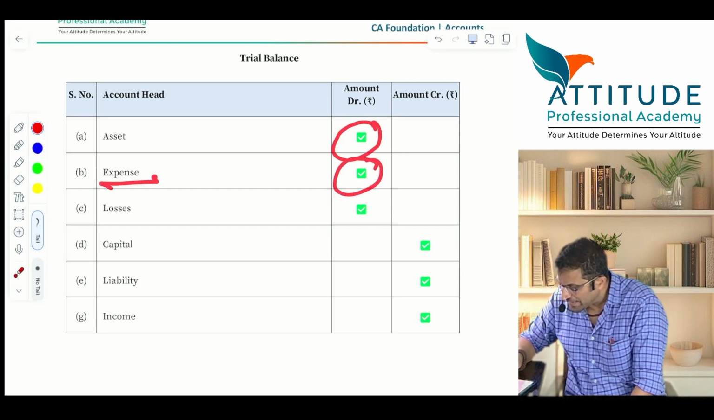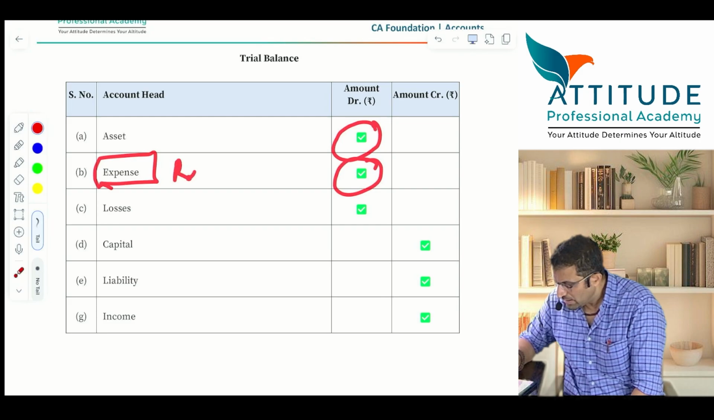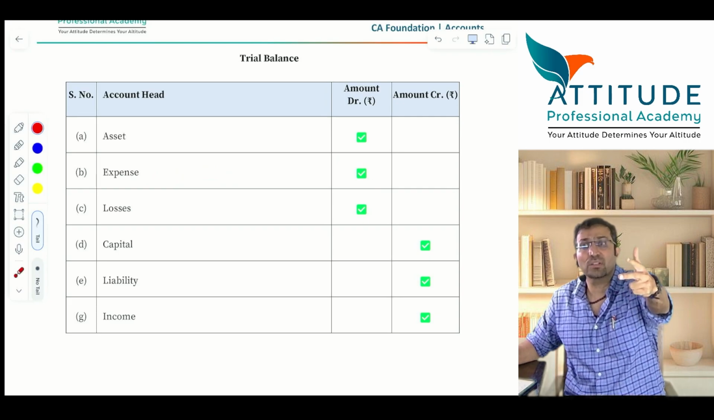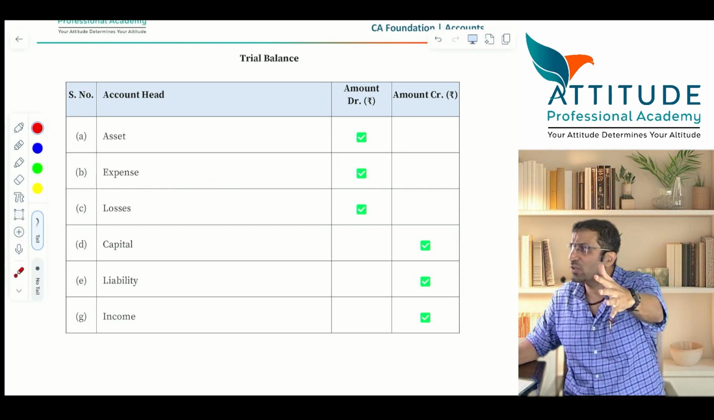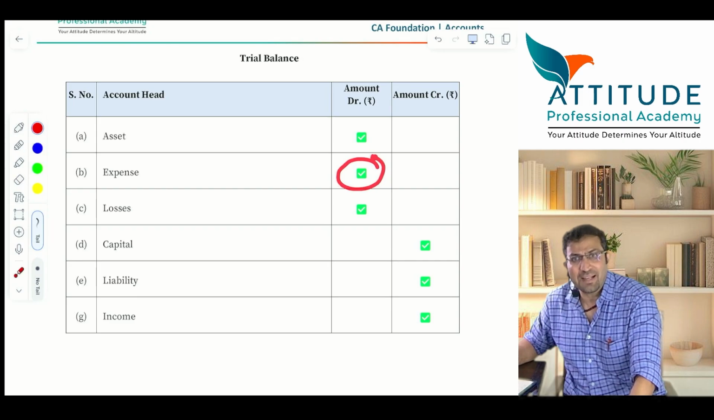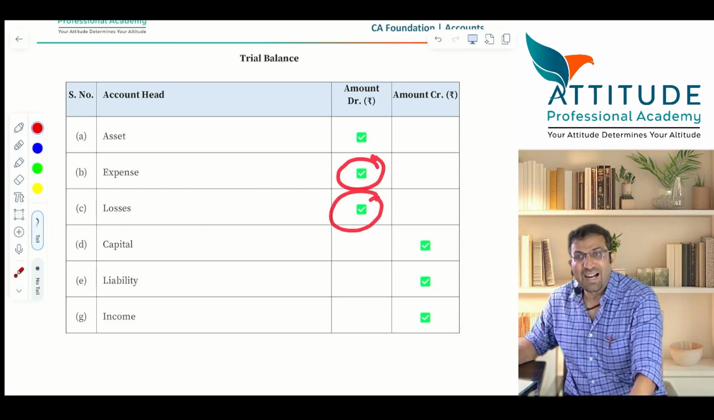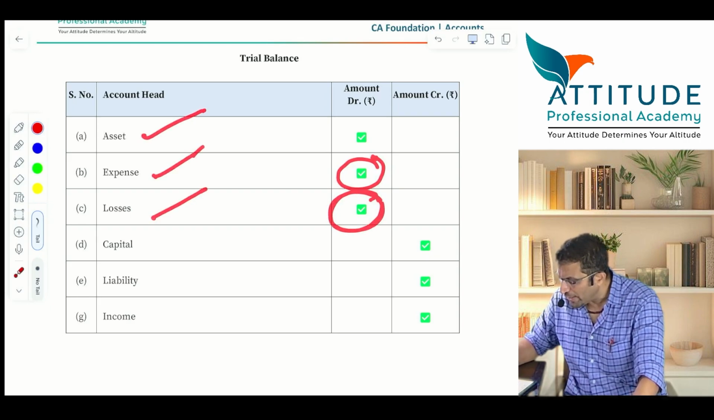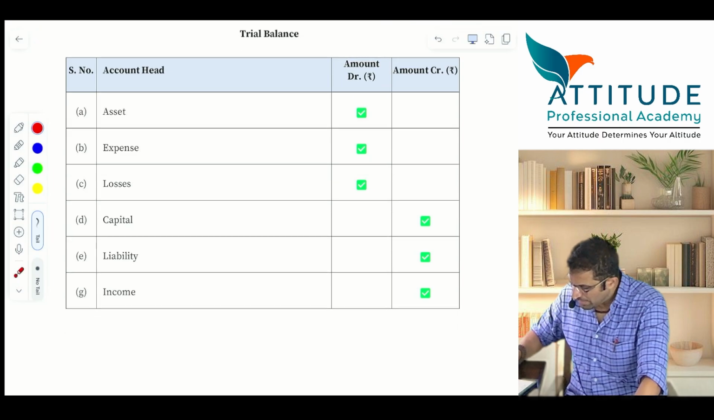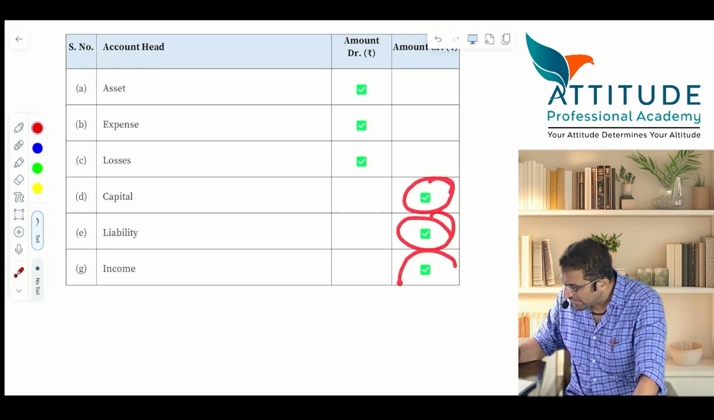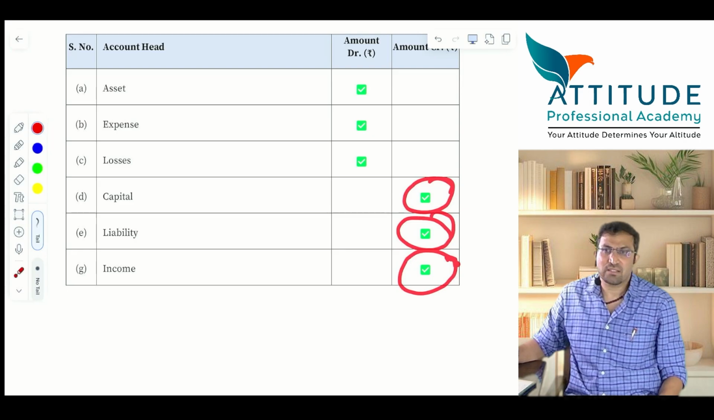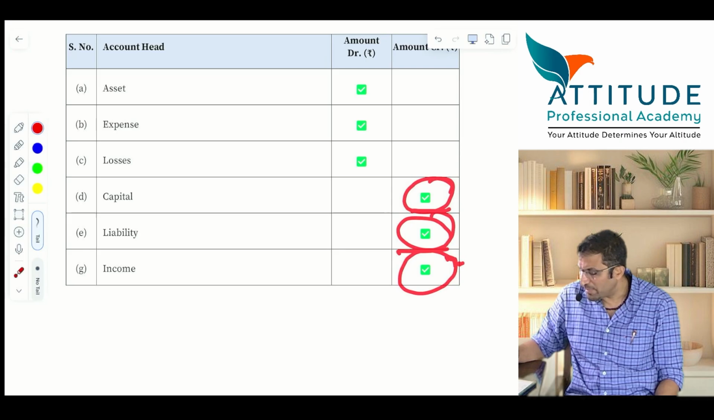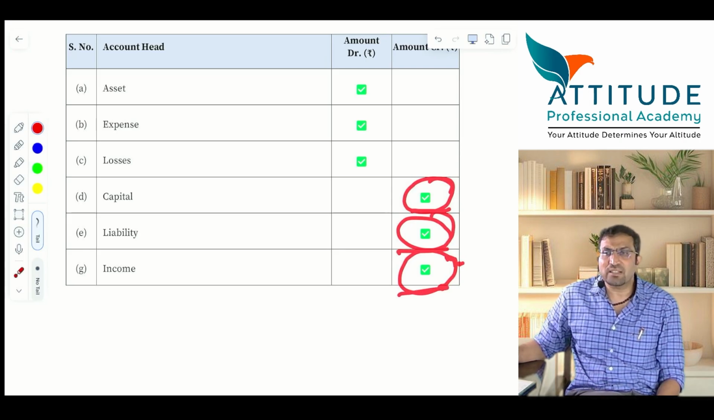Any expenses. When I say expenses, it is revenue expenditure. Revenue expenditure will also show a debit balance. Salary account, wages account, electricity account, petrol expense account, depreciation account, all these are expenses. They will also show a debit balance. Losses, bad debts, loss by fire, loss by theft, they will also show a debit balance. So asset, expense and loss will always show a debit balance. Similarly, capital, liability and income will show a credit balance.